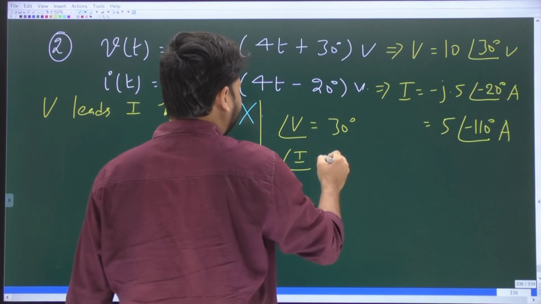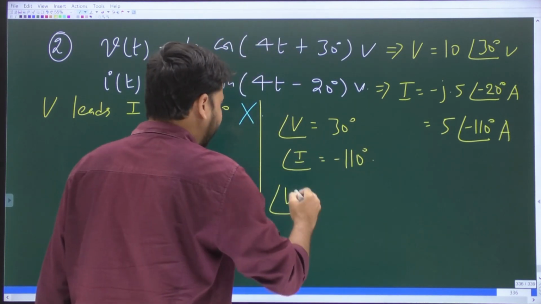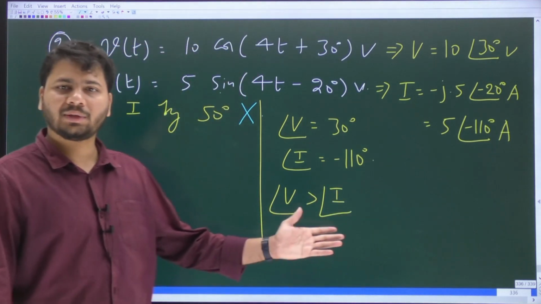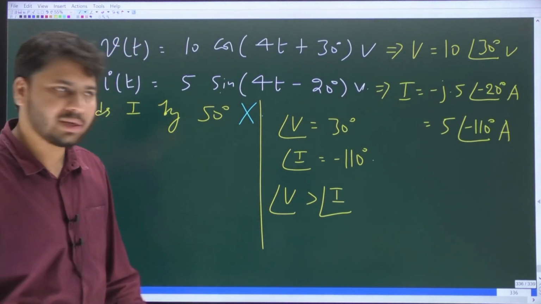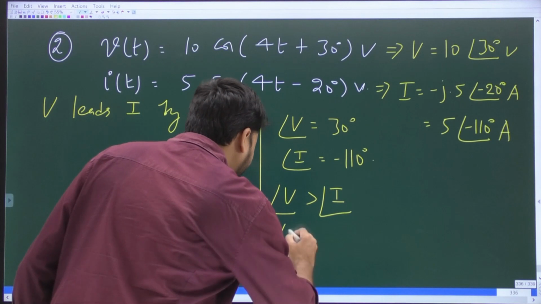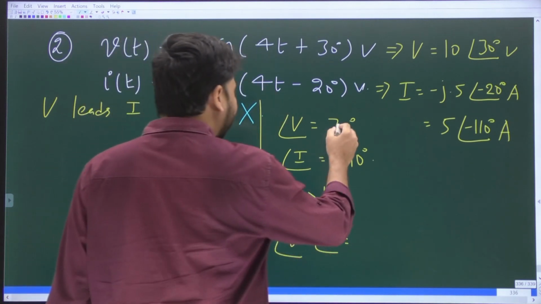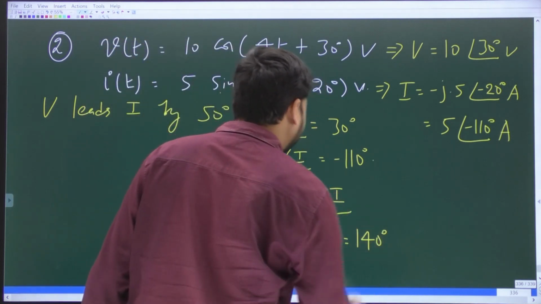What is the angle of the current? It is minus 110 degrees. Clearly, angle of voltage, is it not greater than the angle of the current? Angle of voltage greater than angle of current. That means voltage leads current. Yes, voltage leads current. And also, what's the difference between the 2 angles? Angle of voltage minus angle of current. 30 minus 110, is it not 140 degrees?